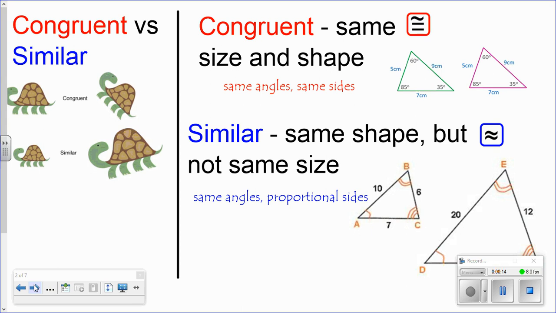So, congruent versus similar. Congruent means they are exactly the same size and shape. Their angles are the same and their sides are the same. And you can see there the symbol for congruent. Similar is the same shape but not necessarily the same size. So the angles will be the same because a 90-degree angle is a 90-degree angle. It doesn't matter how big or small the figure is. But the sides are proportional.